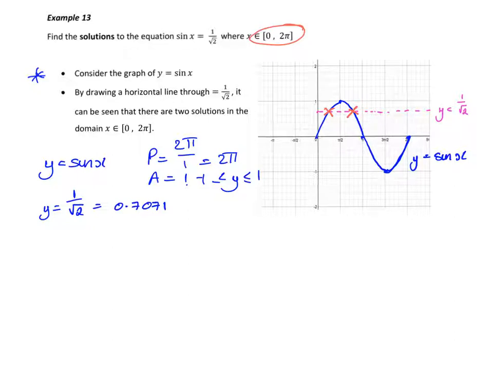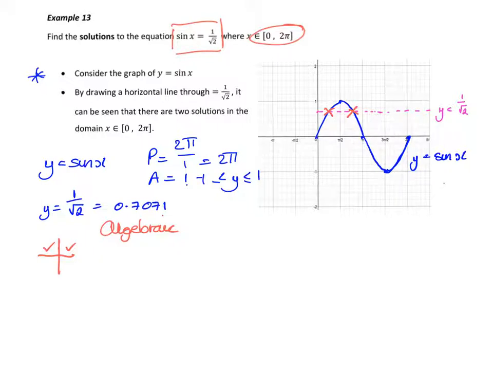Well, how would I go about doing that algebraically? Okay, so algebraically, I'm going to work out what quadrants my answers are going to be in. And the way that I would do that is I look at the original question here, sine x equal to 1 on root 2. 1 on root 2 is a positive 1 on root 2. And where is sine positive? It is positive in the first and the second quadrant. So that is where my solutions are going to be.